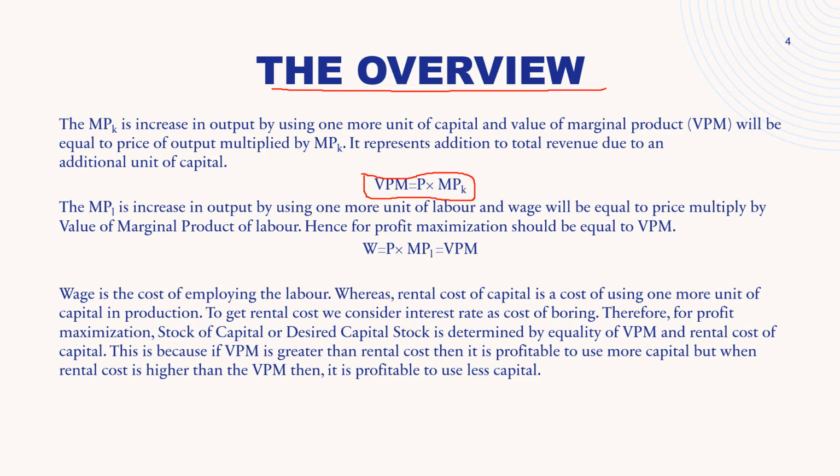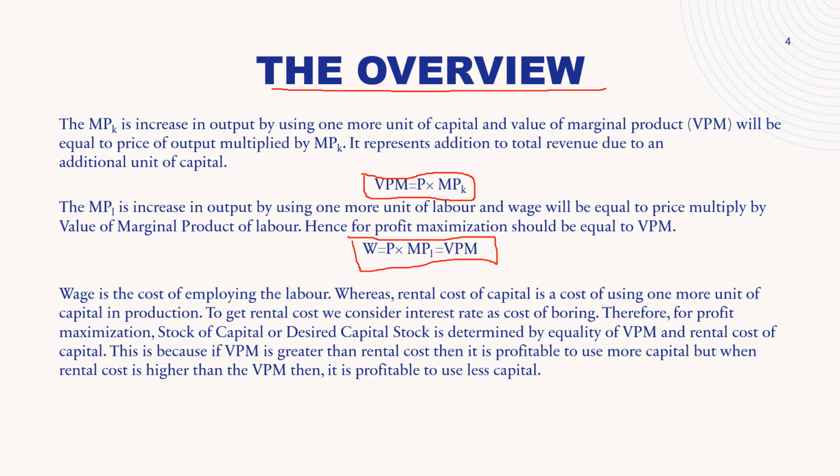The MPL is the increase in output by using one more unit of labor, and the wage will be equal to price multiplied by the marginal product of labor. Hence, for profit maximization, VMP should be equal to wage. Wage is the cost of employing labor, whereas rental cost of capital is the cost of using one more unit of capital in production.